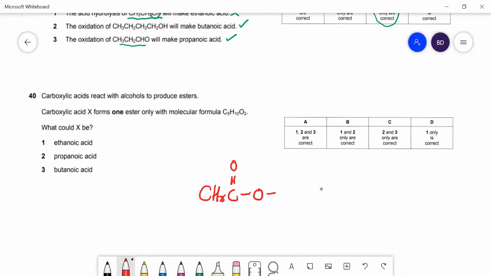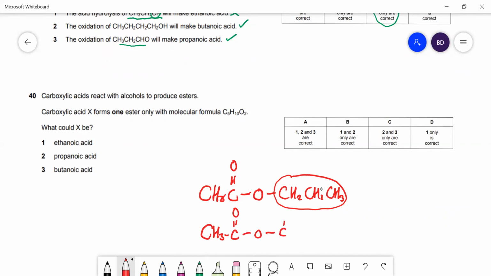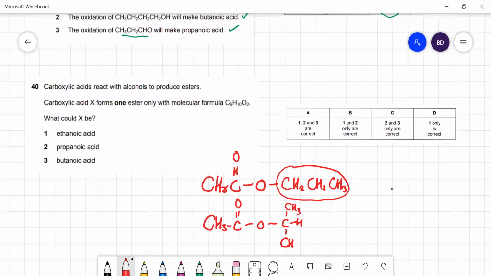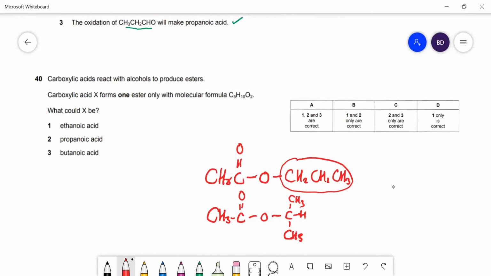Now we've got 3 carbons to think about, so we could have CH2CH2CH3, that's one ester. But we could also rearrange this, so you could have this ester where you've got CH(CH3)2. Okay, so you've got that. So ethanoic acid will give you 2 esters, so that's not right.